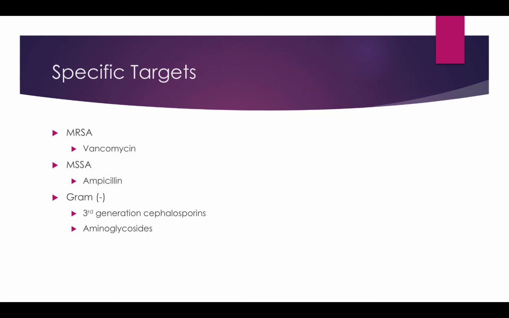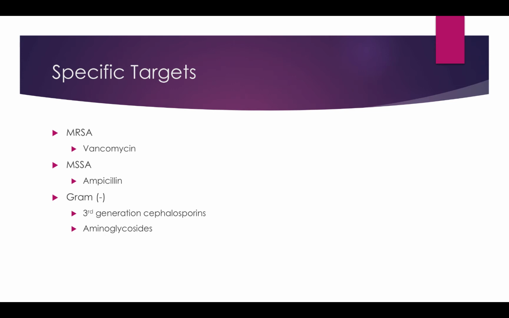Specific targets, MRSA, vancomycin. If we've got a known methicillin-sensitive Staph aureus, yeah, why would we use a big gun if we don't have to? Let's use something like a penicillin antibiotic in that situation.